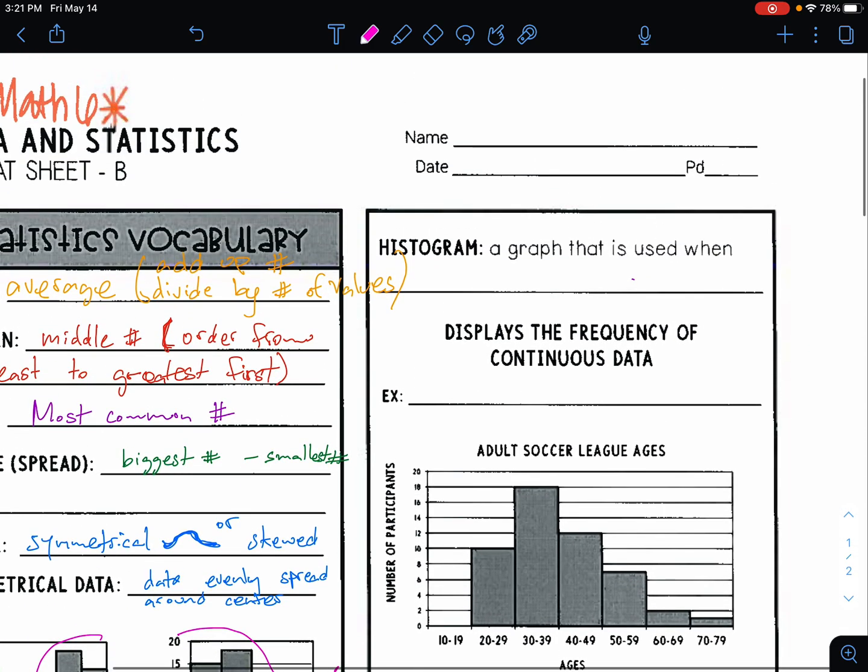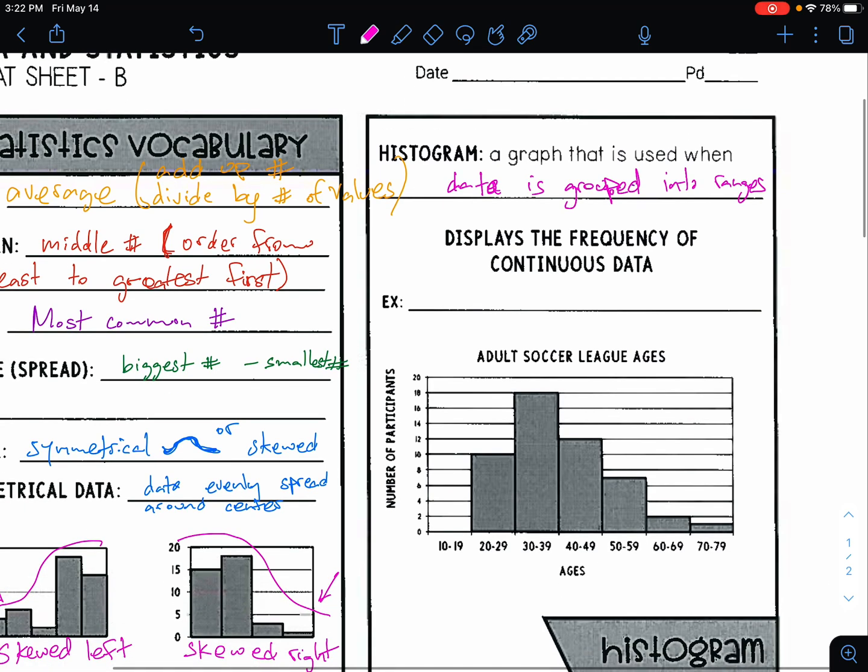Let's go to the histogram. What is a histogram? Well, it's a histogram, of course it is. It's used when data is grouped into ranges. It displays a frequency of continuous data.